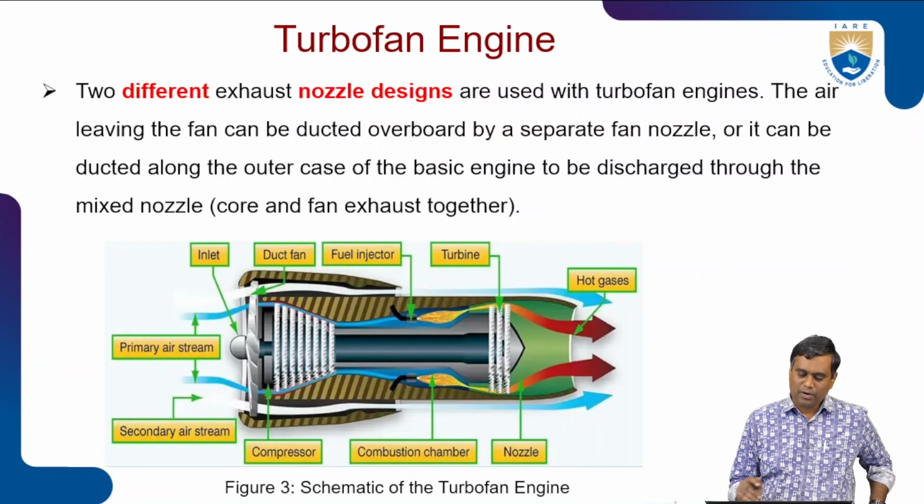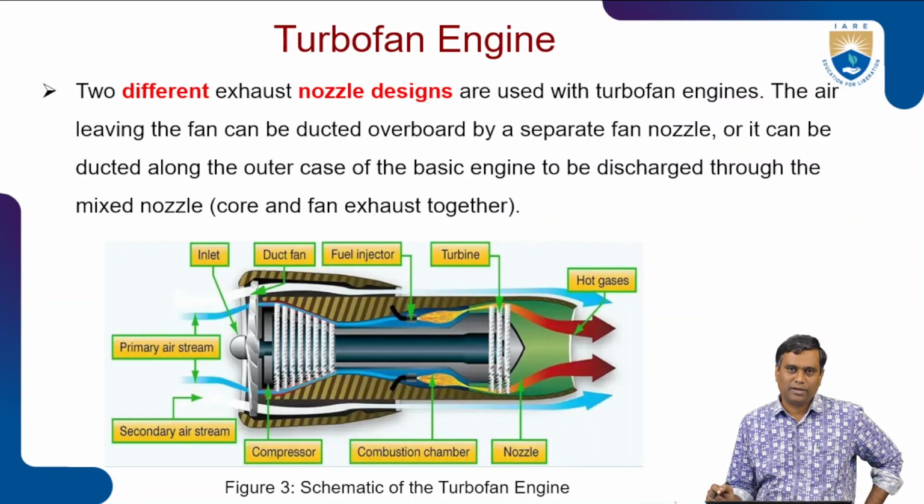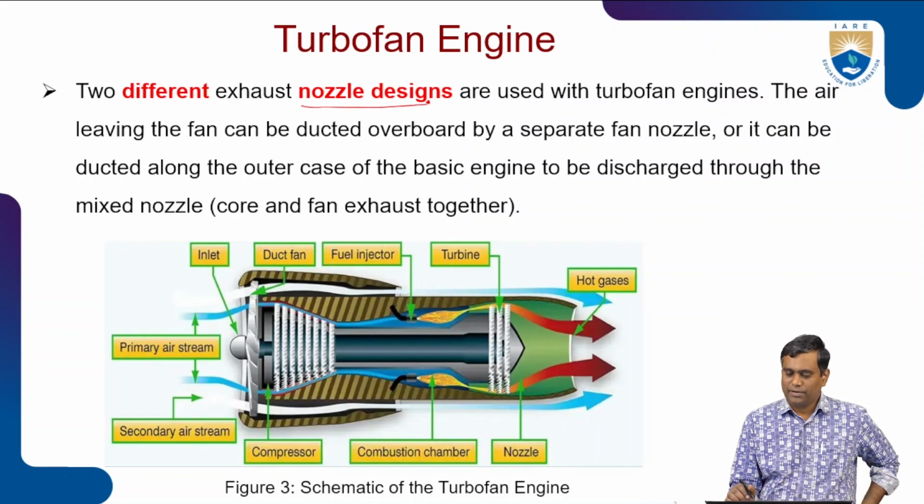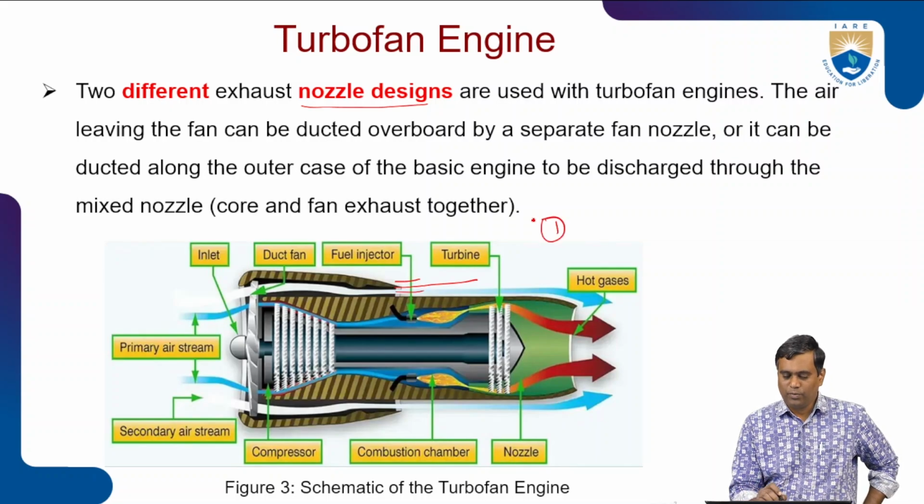And now you can have different types of turbofan engines with respect to the exhaust section also. That is, turbofan engines can be equipped with different types of nozzle designs. Here, you can see, the air leaving the fan can be ducted overboard by a separate nozzle. This is point 1. And point 2, they can be driven to the end of the exhaust section, the end of the gas turbine engine. They can be allowed to pass through this way also. This is the number 2 type.